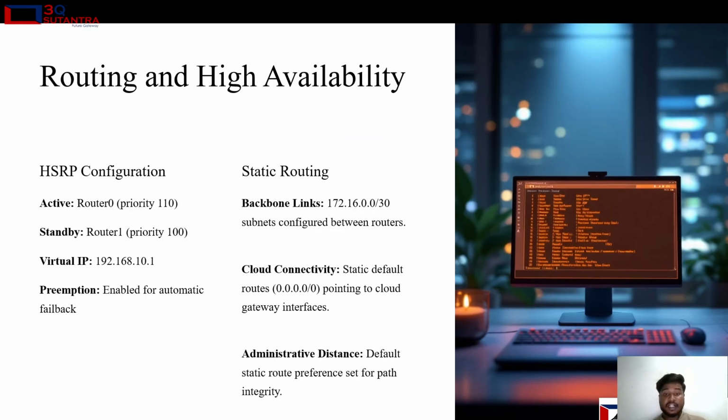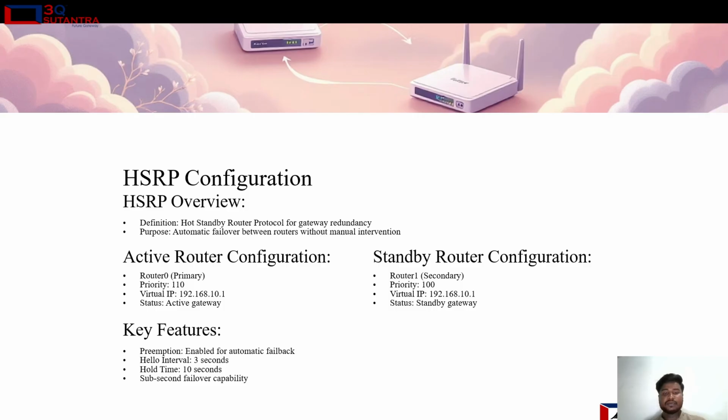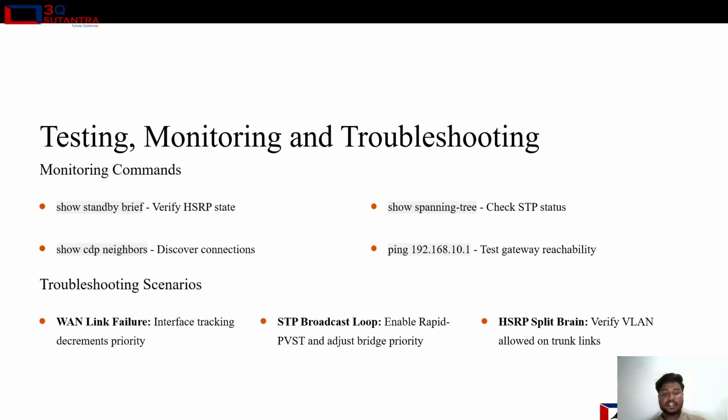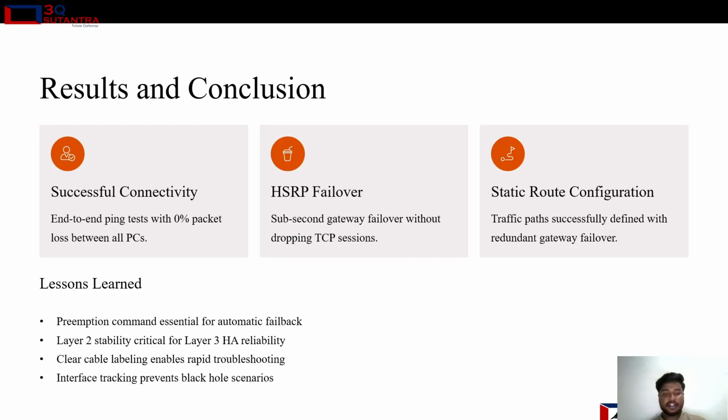HSRP is used to create a virtual gateway. One router works as the main and another works as a backup. If the main router fails, the backup router takes over automatically. Routing is used to connect different networks and allow communication. Commands like ping and show are used to check the network, and the network continues working even if a failure happens.